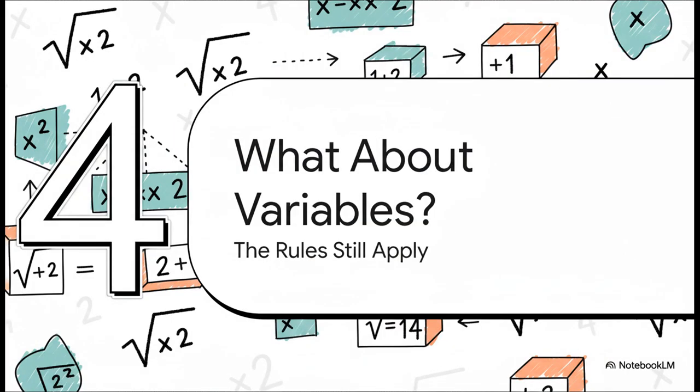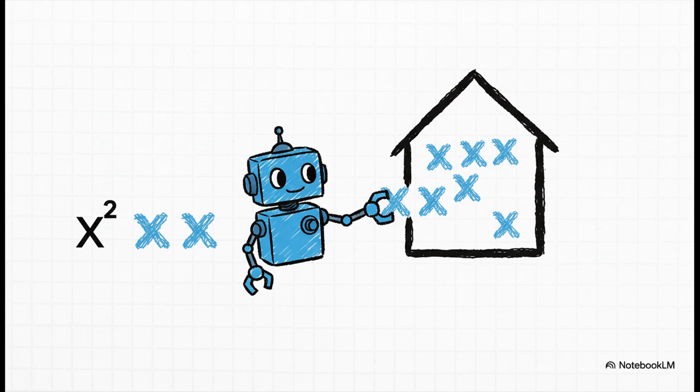But what happens when we start throwing variables, letters, into the mix? Don't panic. The exact same rules we've just learned still apply. There's nothing new to memorize here, I promise. So when you've got exponents inside a square root, there's this amazing little shortcut. All you have to do is divide the exponent by the index. For a square root, the index is always 2, right?